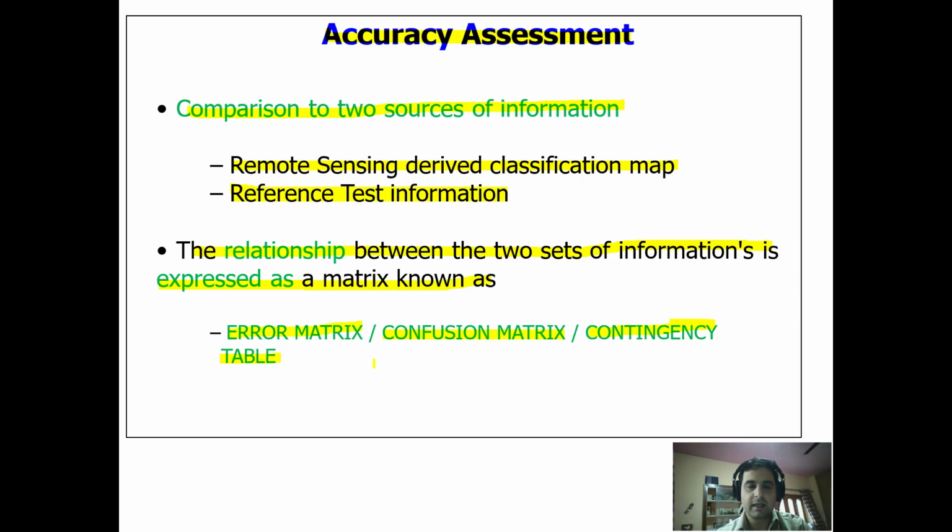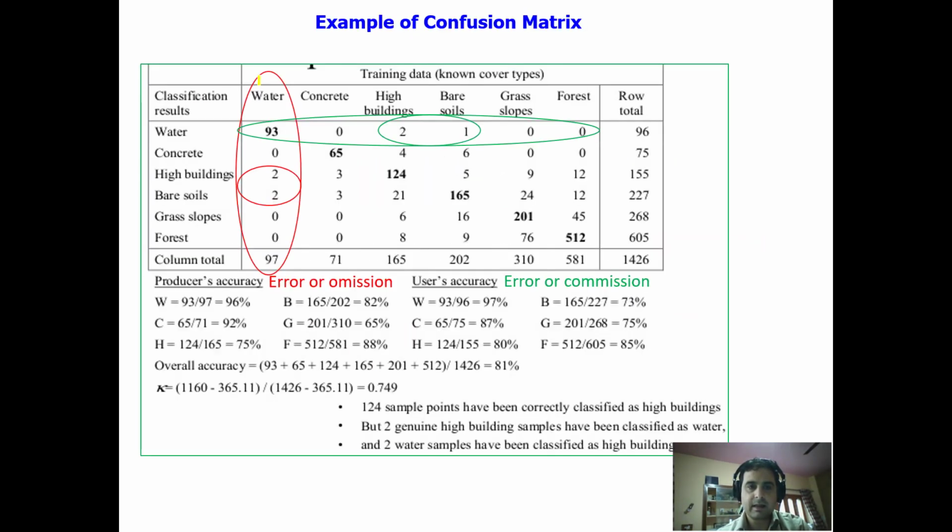Now what is that error matrix or confusion matrix or contingency matrix? This is the example of a confusion matrix. See, on the left hand side, these are your classification results regarding different land use land cover classes like water, concrete, buildings, bare soils, grasses and slope. And on the right hand side, this is the information which you collected from the ground, or you have it from the high resolution map that is already prepared and verified by someone else.